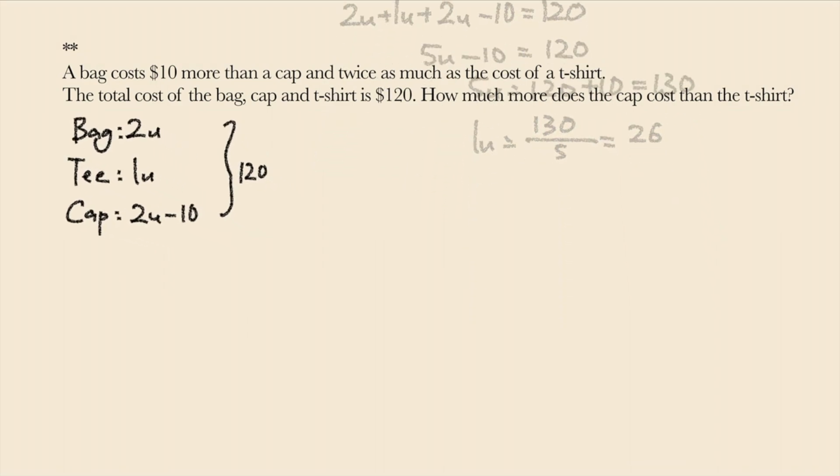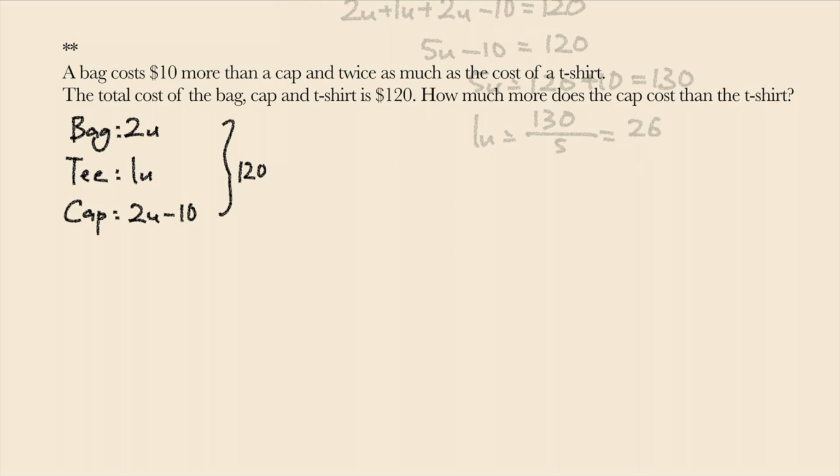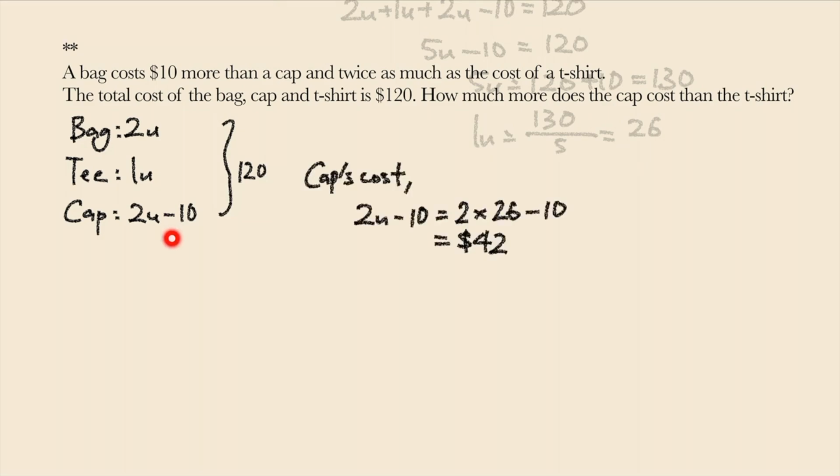Let's find the cost of the cap first, shall we? So the cost of the cap will be 2u minus 10, as shown here on the left side. Since we know 1u is 26, that's 2 times 26 minus 10, giving us $42. Now let's find the cost of the t-shirt, which is 1 unit, $26. So what's the difference between these two items? That's 42 minus 26, giving us $16.